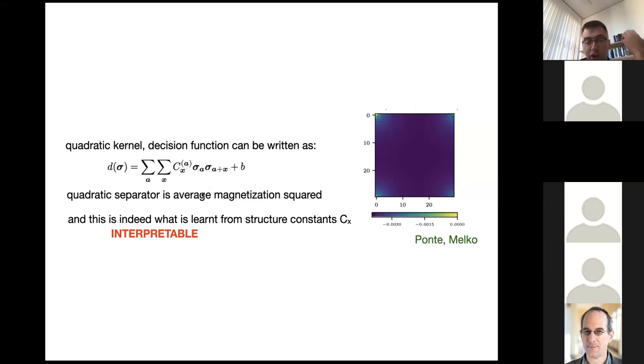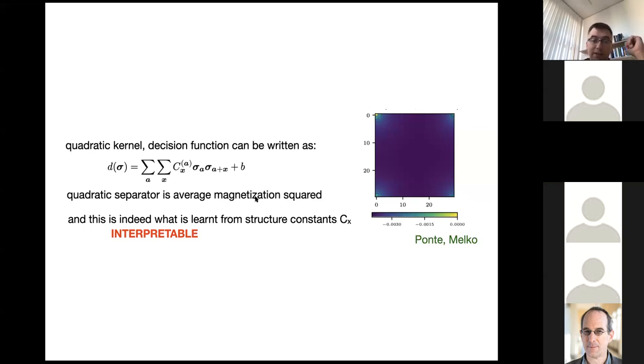And so if you do machine learning, you would like to learn b and C_xA from snapshots, as you've seen on the previous slide. Of course, we know from physics that the average magnetization squared is a perfect order parameter, a perfect separator between the paramagnet and the ferromagnet.